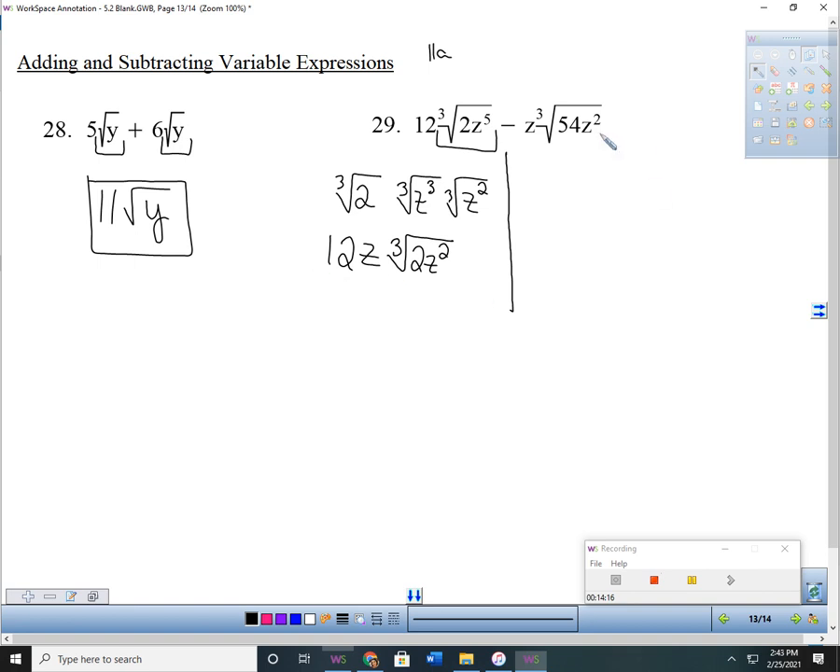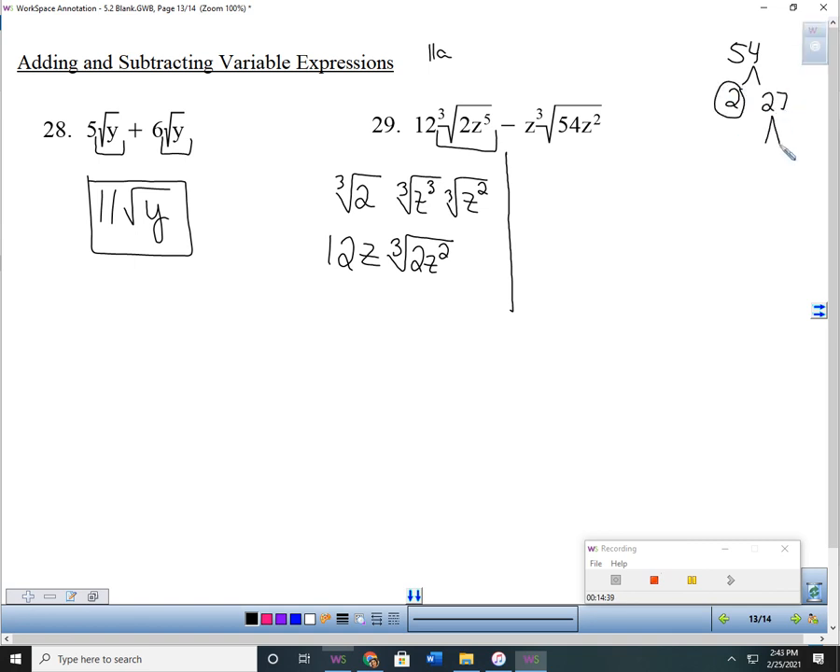So your goal over here is to end up with z cube roots of 2z squared at the back here. So 54. If I want to split 54, I'm going to have to do a factor tree, right? So 54, we've got 2 times 27.